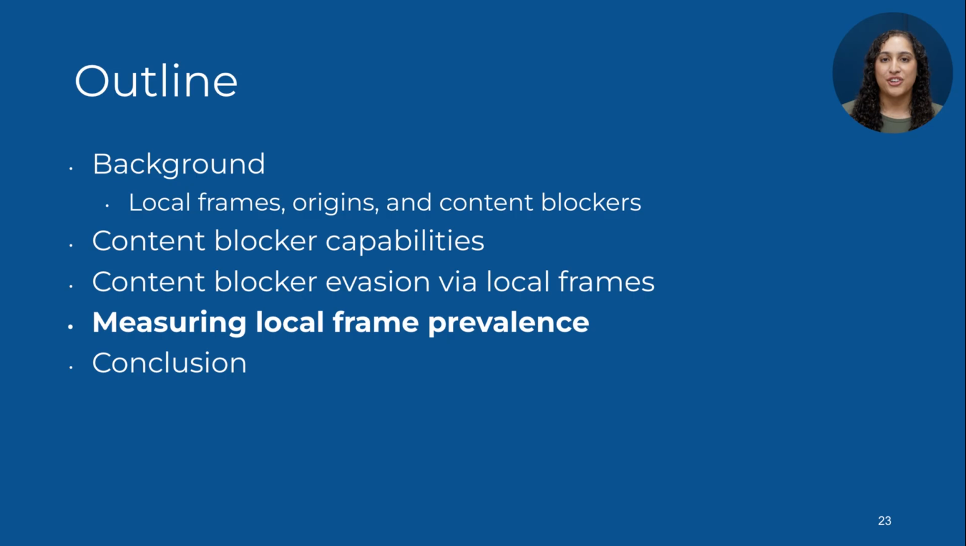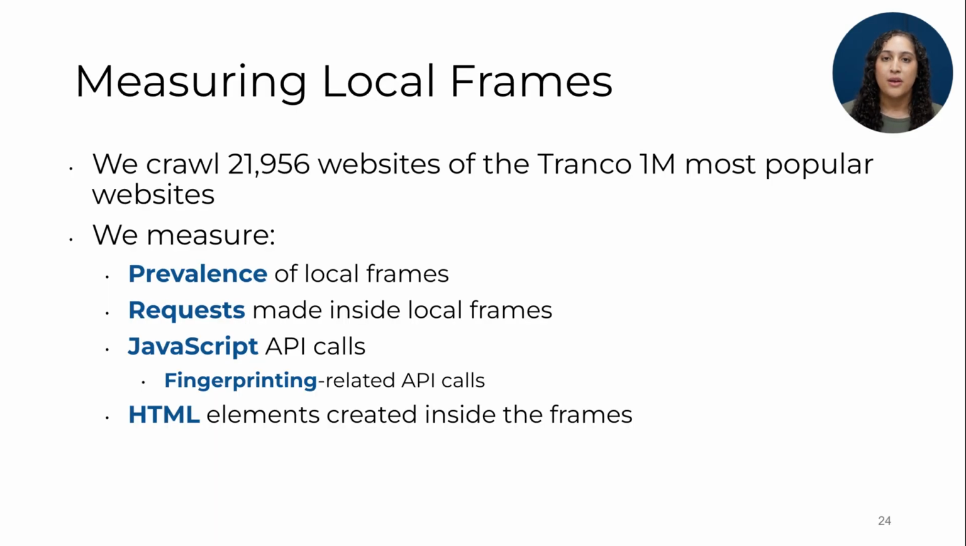Let's get into the last section, which is our measurement study of local frame prevalence. We conducted a large-scale measurement study crawling almost 22,000 websites from the Tranco list of the top 1 million most popular websites. We measure not only how many local frames there are, but also the behaviors happening inside them, such as the network requests they make, the JavaScript API calls, including fingerprinting-related ones, and the HTML elements created inside them.